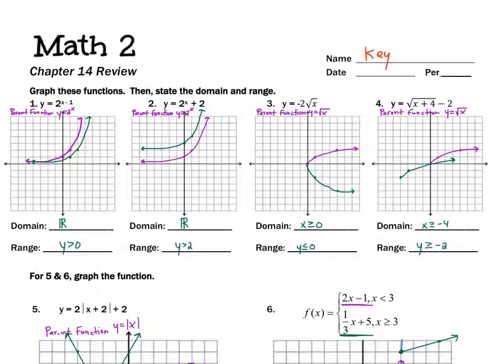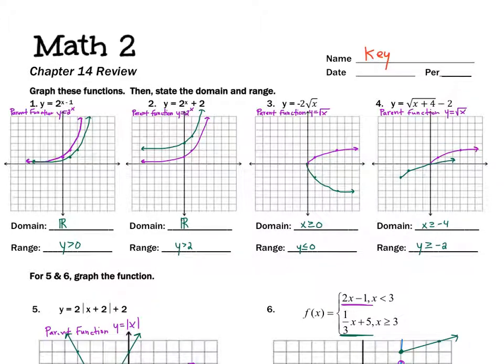The range now, since we've moved it up 2, no longer approaches the line y equals 0. Now it approaches the line moved up 2, which is now y equals 2. Since it approaches that and then gets bigger than that, we say our range is y greater than 2.